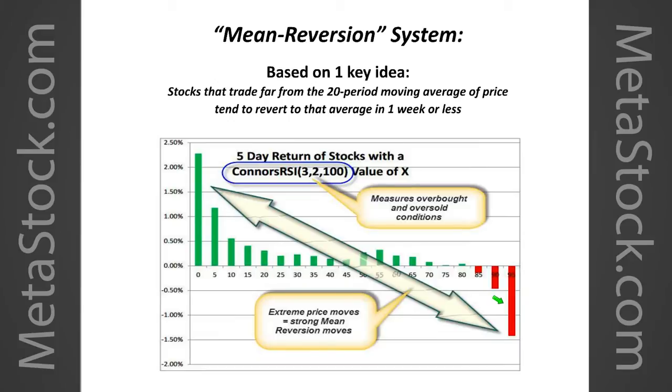And then conversely, once the Connors RSI reads over 95, which is to say very, very overbought, it tends to lose close to 1.5% over 5 days, which would mean, of course, you're shorting that, so you're profiting from that move by going short. So what this tells us is that you can make some very good, consistent money trading stocks that are extremely overbought or oversold. Now, Connors uses his RSI method, which works just fine.